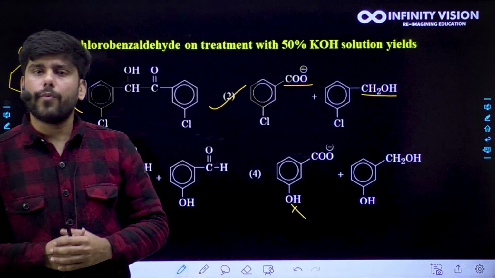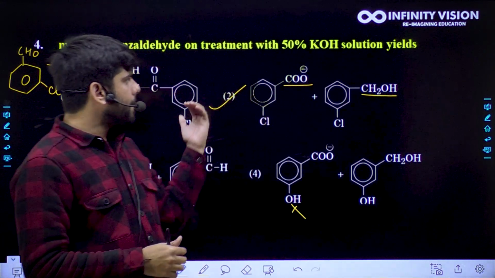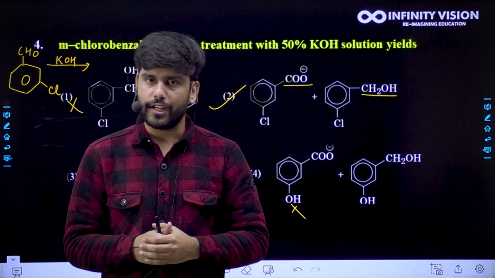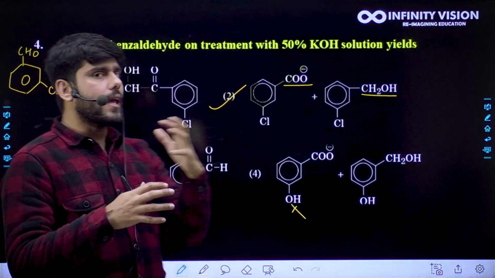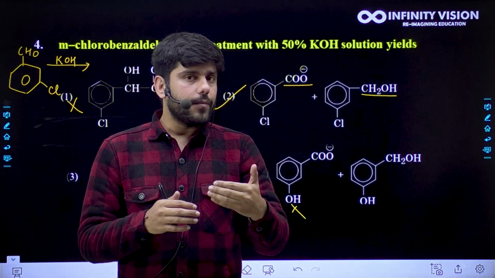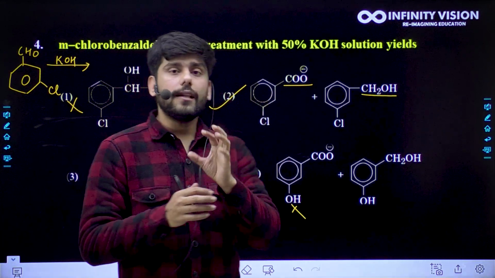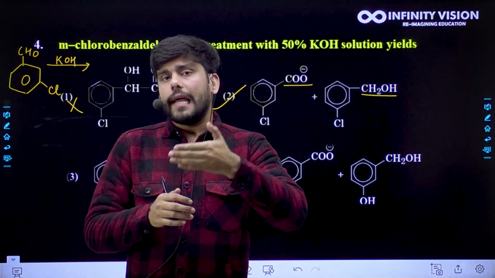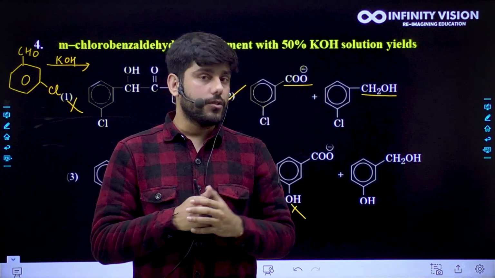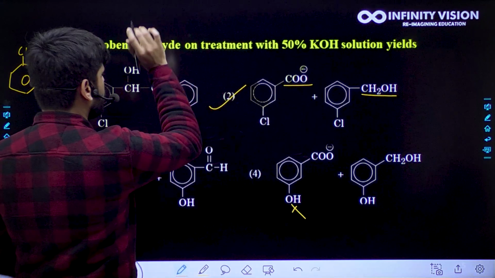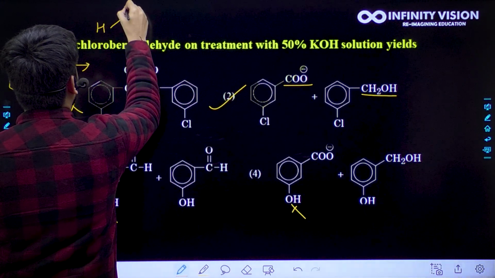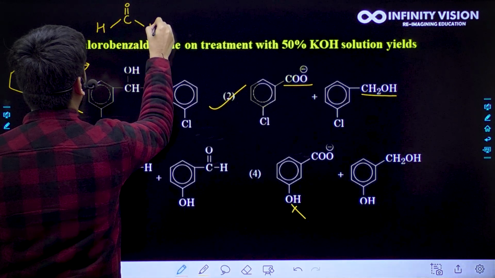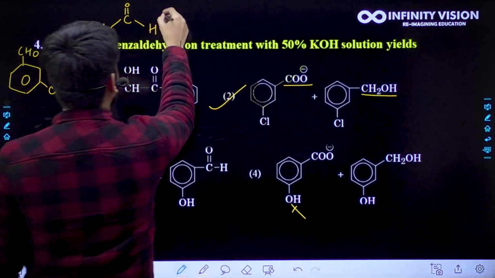Now, some important points about this reaction. Basically, like I said, this is a disproportionation kind of reaction. And if you see the mechanism, there is a step in which there is an intermolecular hydride transfer, right? So let me show you some of the mechanism. If not the full mechanism, let us discuss something.